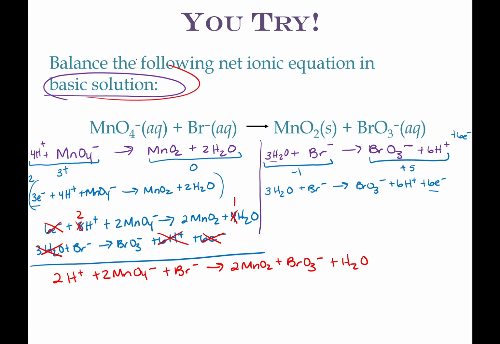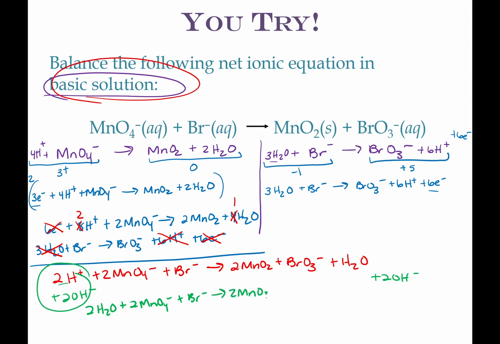But this is basic solution, so we're not done yet. So we need to find any H pluses. There are 2 of them, so I need to add 2 OH minus to both sides. When I do that, this is going to form 2 water. So I'll have 2H2O plus 2 MnO4 minus plus Br minus. It's 2 MnO2 plus BrO3 minus plus H2O plus 2OH minus.